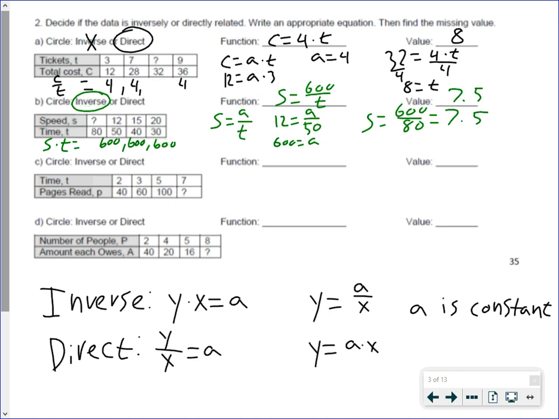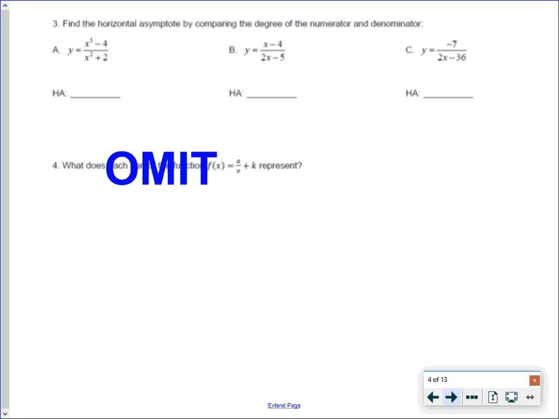Okay? And for 2C and 2D, I'm going to leave that for you guys to do on your own. Double check your work with the completed key we'll have online. But for now, let's keep on going to number 3.